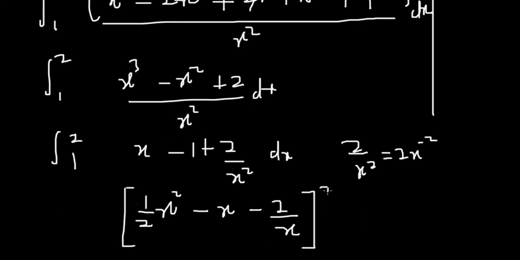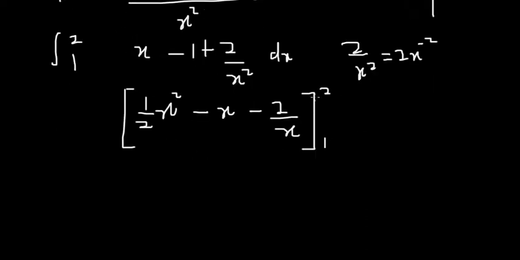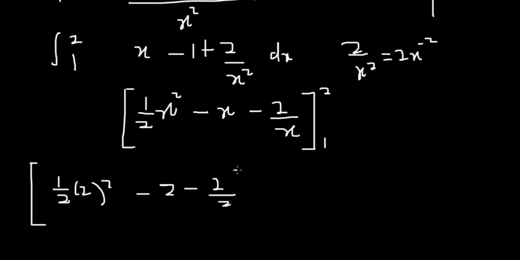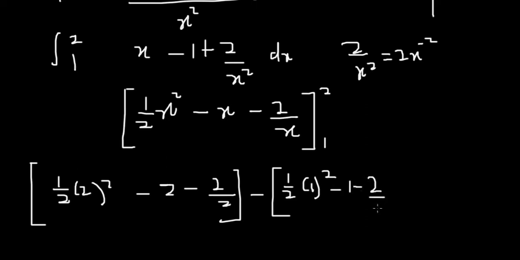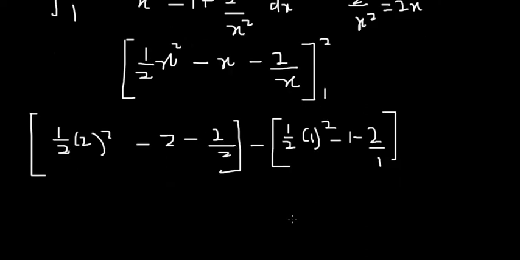And then you introduce your limits. So we have 2 to 1. Let's insert our limits. So we have 1 over 2, you have 2 squared, minus 2, and then minus 2 over 2. And then you subtract that from 1 over 2, we have 1. So we are using 1 now. And we have 1 minus 2 on 1. So when you simplify this further, you end up with, you can just punch this on your calculator straight ahead.